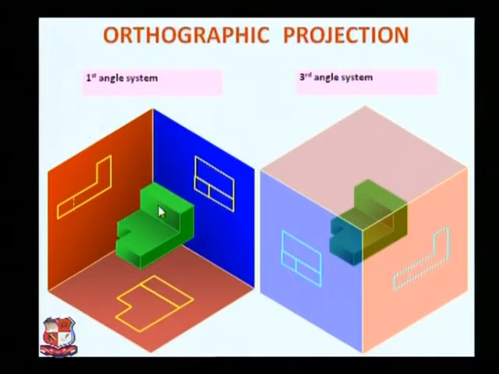So here also the object is lying between the observer and the projection plane, and in case of the third angle projection method, this is the observer, this is the projection plane, and this is the object. So in between object and observer the projection plane is there. So its projection would appear like this. So this is the top view in case of the third angle system of projection method, which could be drawn. This rectangle would appear.